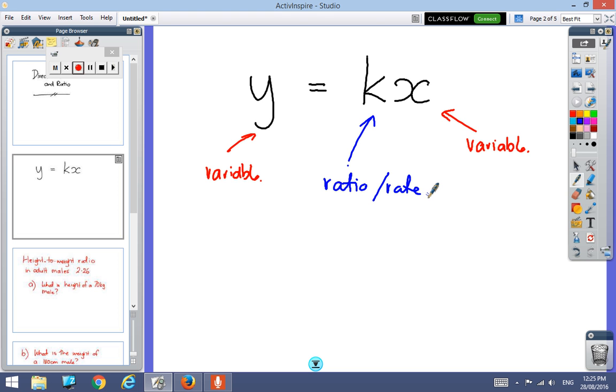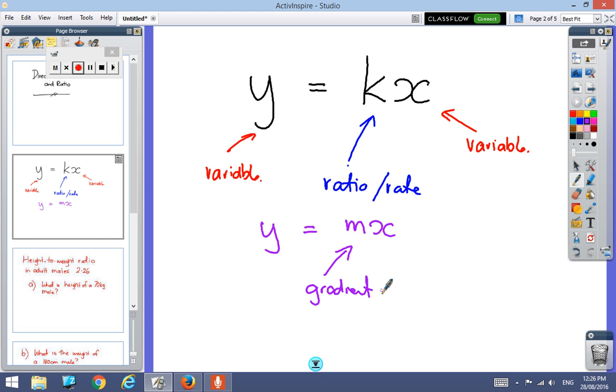Okay. Now, the other thing I'd like you to notice here is how closely this looks like y equals mx plus b. If we take off the b, we're left with y equals mx. What did m represent when we did it previously? Okay, it represented the gradient.